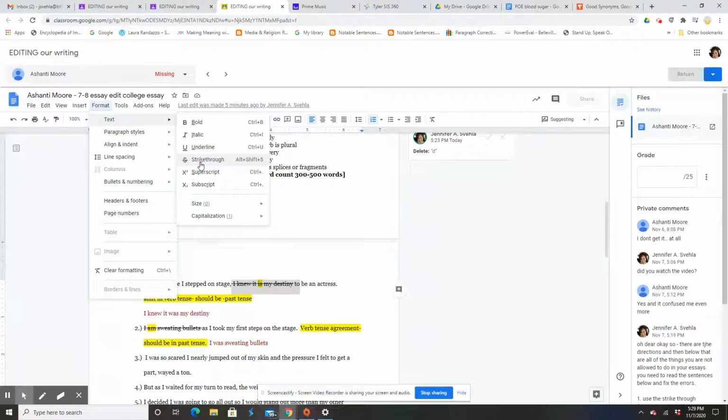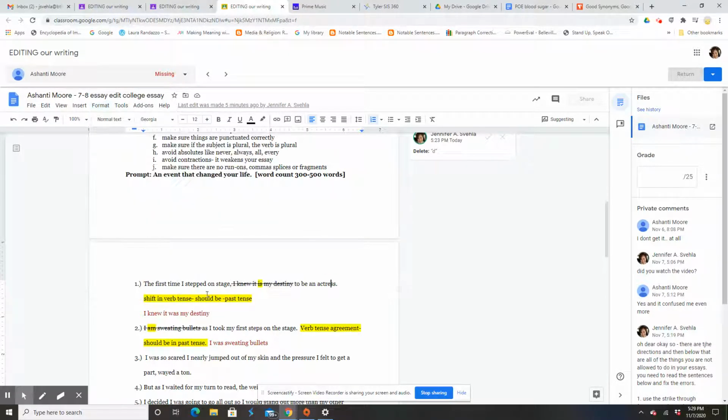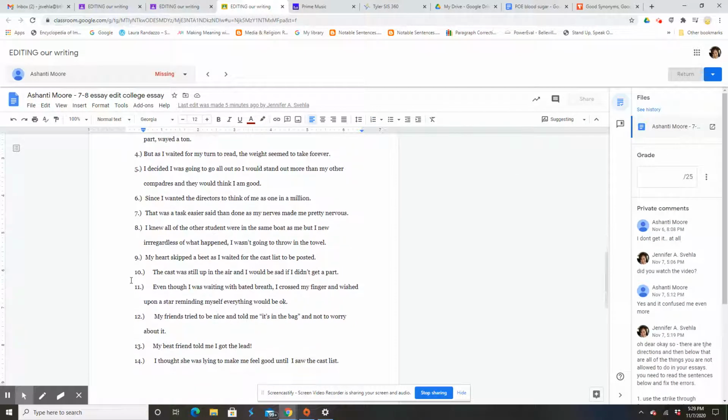What that's going to allow you to do is draw this line where it strikes through the incorrect part. You can also hit Shift, Alt, and then the 5 key at the same time, and it will do the same thing. Then below it, that's where you want to write what the issue is. If you don't know what the issue is, just leave that blank and write, "I don't know what the issue is, I just know it sounds wrong." And then fix it. The thing I care about is that you can recognize that this is an error and you know how to fix it.